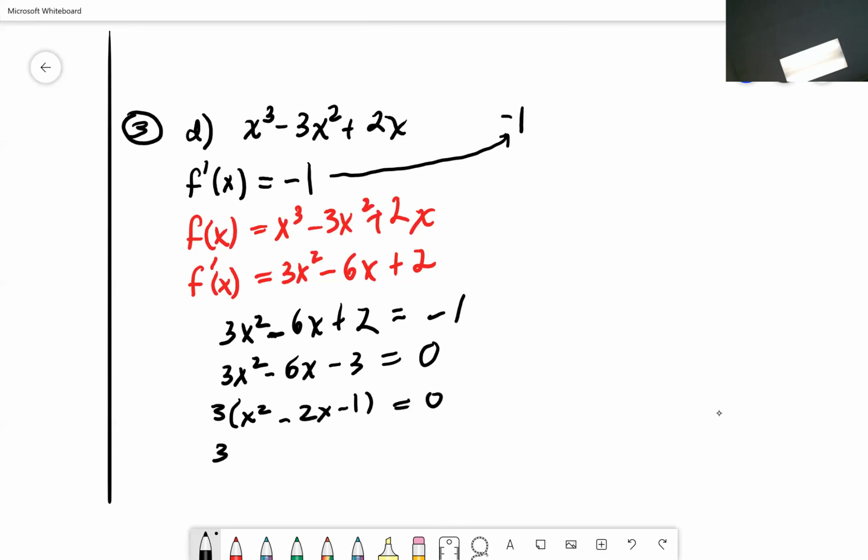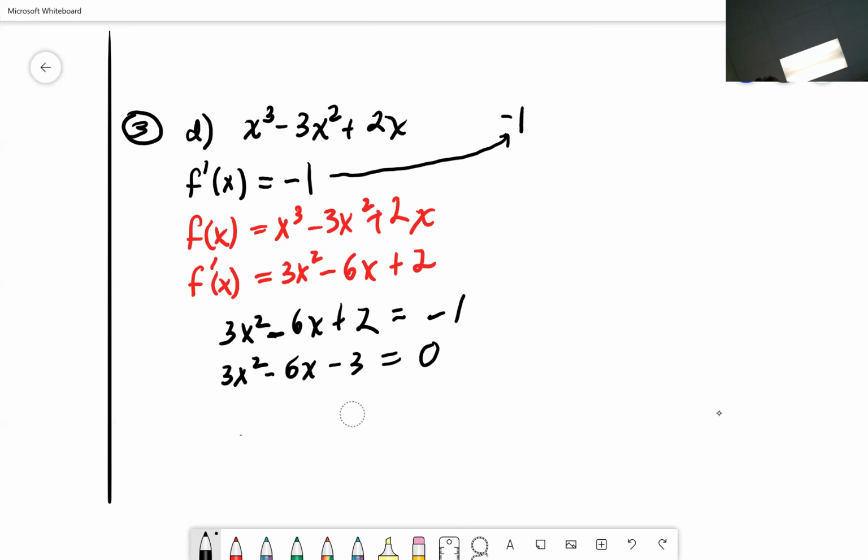And then you have 3 times x minus 1. Oh, it's not factorable. It sucks. Okay, it's not factorable. You could tell it's not factorable, right? So I'll stop it there. The reason it's not factorable is because I won't be able to come up with something nice for it. So what should I do?